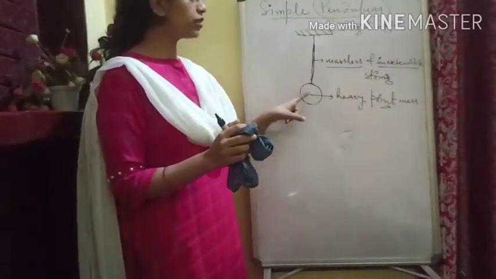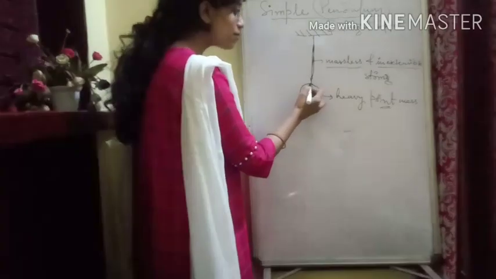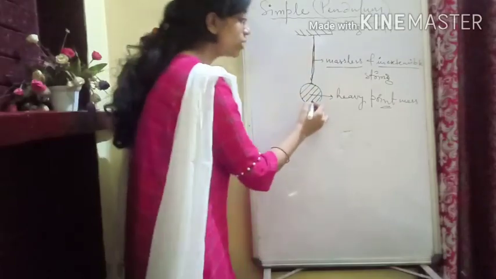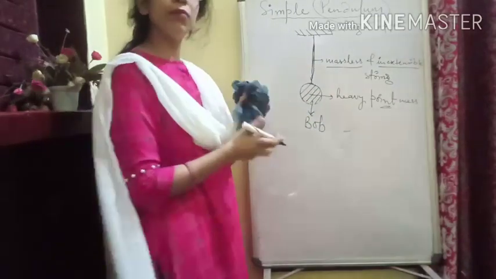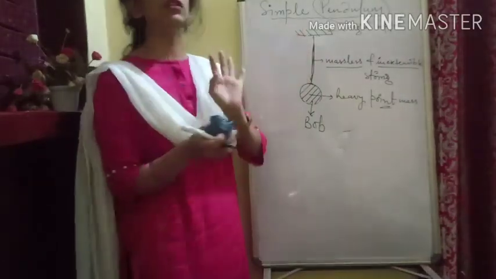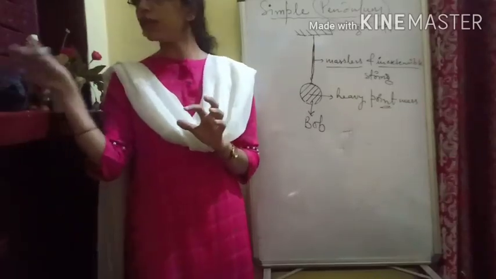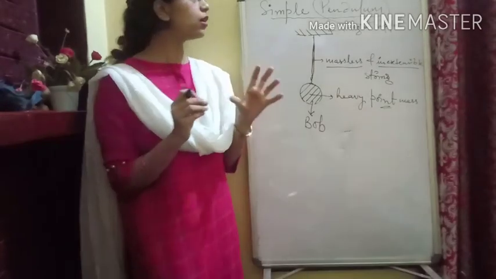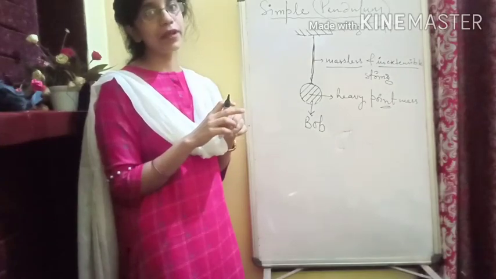What is a simple pendulum? It is a bob, and I did not tell you, sorry. By the way, this mass which we are attaching, this iron solid sphere, is known as bob. We call it a bob, and then we have a massless and inextensible string attached to the rigid support, and this system is known as a simple pendulum. Now our idea here is to calculate the time period of the simple pendulum.